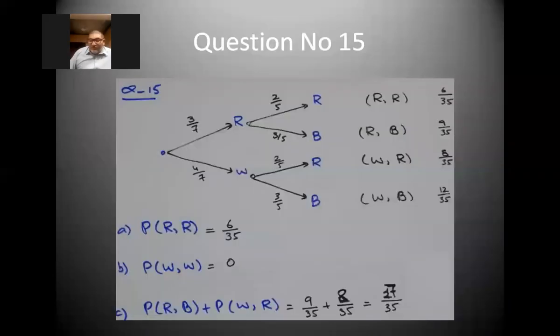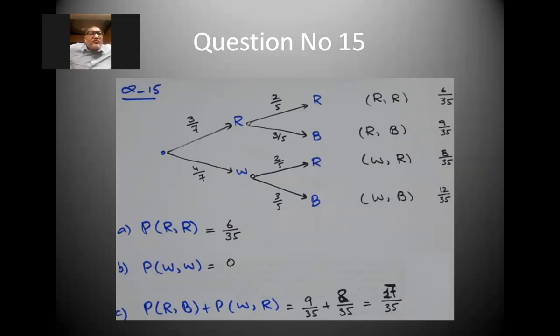So this was question 14. Now we are on question 15. Here you can see that I have written the outcomes red, comma, blue, white, comma, red, white, comma, blue. So how do I get the probabilities of each event? I multiply the probabilities given on their arrows. So you will have 6/35, you will have 9/35, then you will have 8/35, and then you have 12/35.